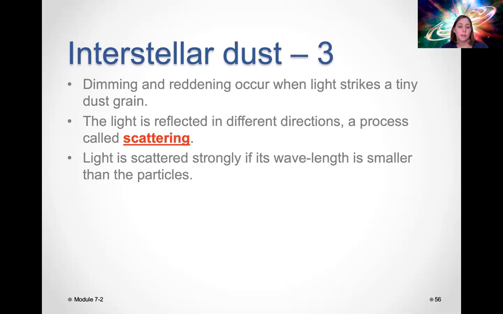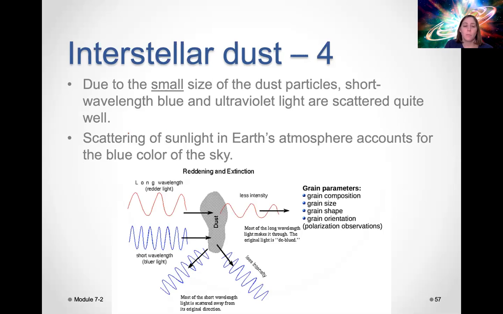The light is reflected in different directions. There's a process called scattering. The same thing happens in our atmosphere. We have light scattering, and that's why our sky is blue. Different colors typically scatter differently. Light is scattered strongly if its wavelength is smaller than the particles. If you remember ROY G. BIV, red has a long wavelength, and blue and violet have shorter wavelengths.